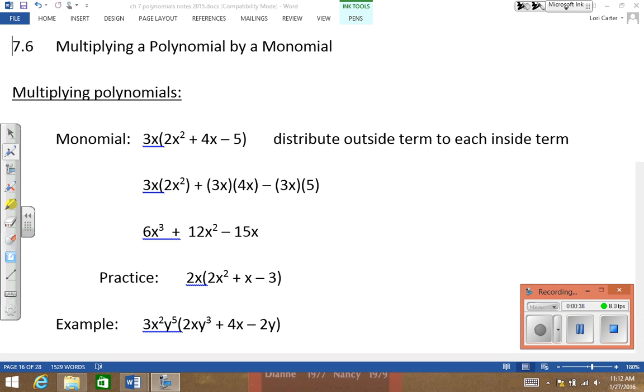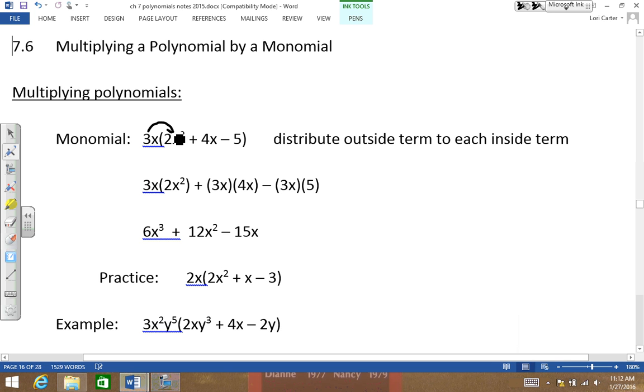We're doing the same thing, except now we have a variable with it. So it'd be 6x to the third. Very good. So you take 3 times 2, which gives 6. 1 plus 2 is 6x cubed. And we do the next one. 3 times 4 is 12. x times x is x squared. Negative 15x.